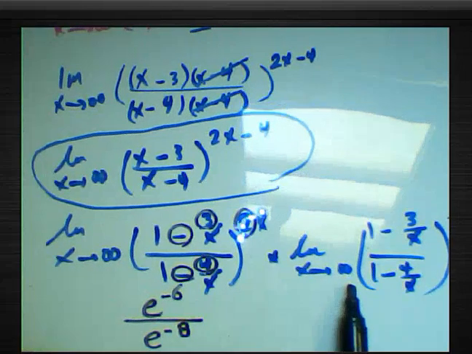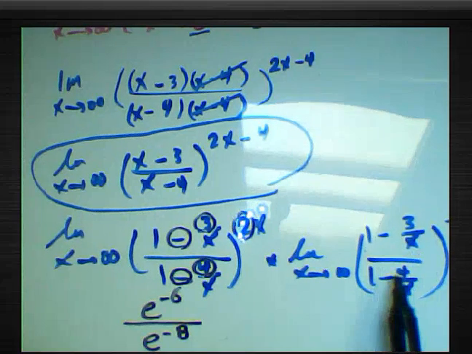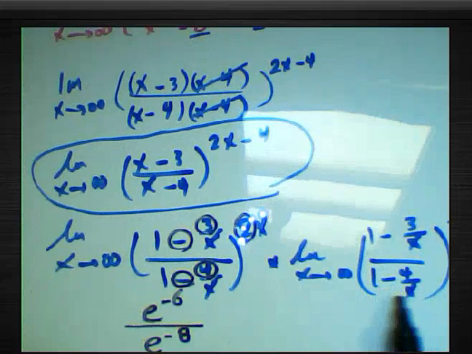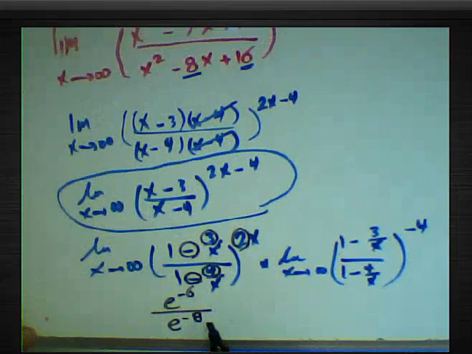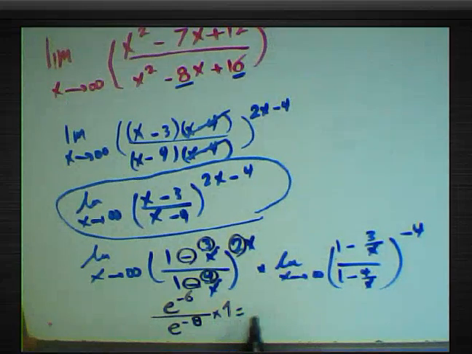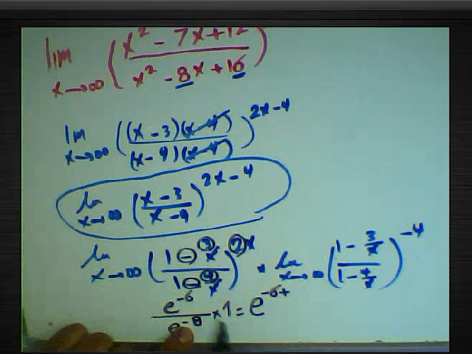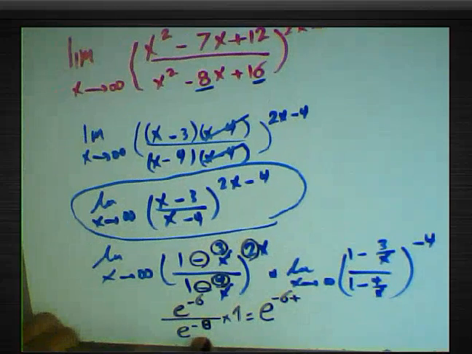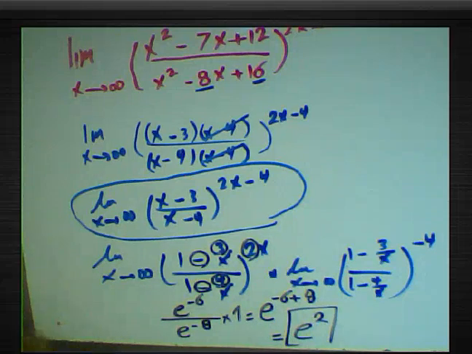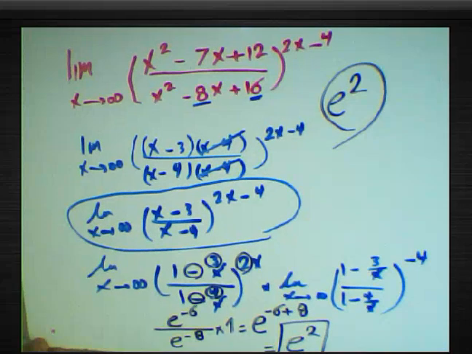And here if we put x equal infinity, 3 over infinity equals 0, 1 minus 0 equals 1, and here 4 over infinity equals 0, 1 minus 0 equals 1, 1 over 1 equals 1, 1 to the power of a number equals 1. So the result here will be 1, and e to the power negative 6 plus 8. We must change the sign here because we divided the base. Negative to negative equals positive, so the result will be e². The result for this example is e².